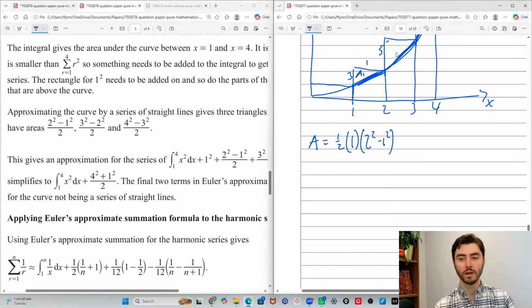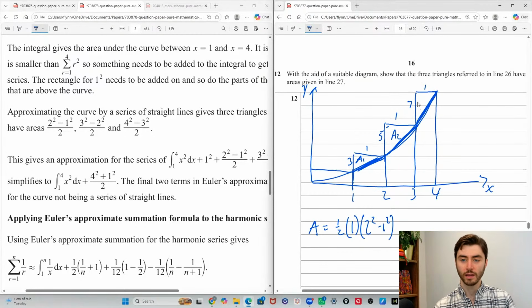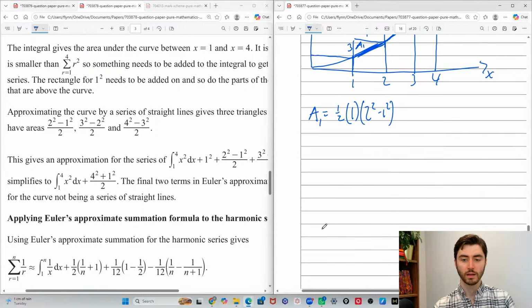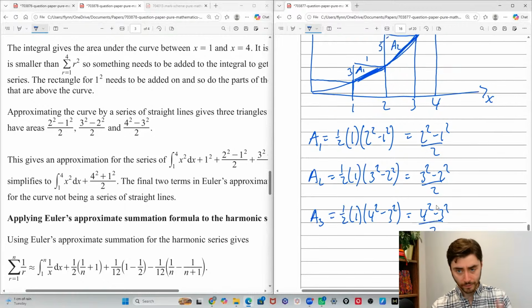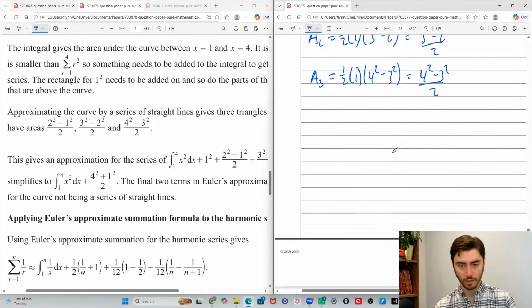So if I call that A1, A2, and A3, that's A1, which is just, let me write that over here, 2 squared minus 1 squared over 2. A2 is a half into 1 into 3 squared minus 2 squared, which is just the 3 squared minus 2 squared over 2. And A3 is a half of the 1 of the 4 squared minus 3 squared, which is the 4 squared minus 3 squared over 2, as required. Okay, good. So I've done that.